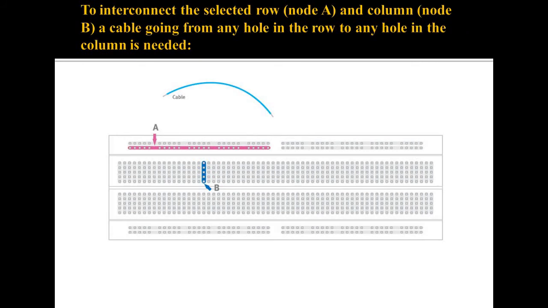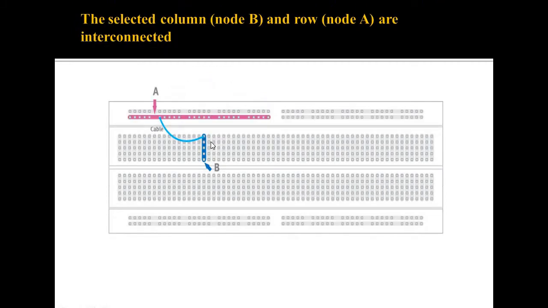Now let us see how to connect node A with node B. We require the cable that is shown in the figure. So select the column, that is node B and node A, and connect node A and node B using this cable, or we can say connecting wires.